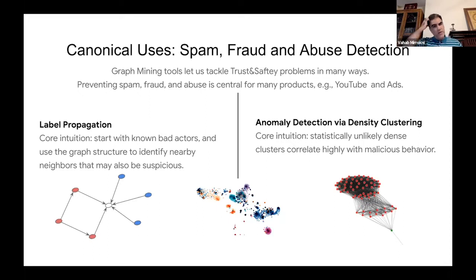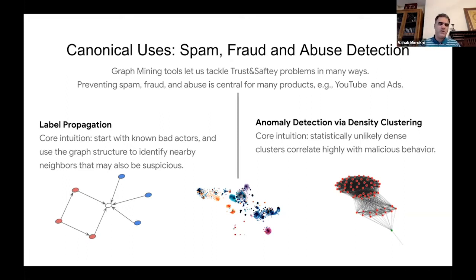In the context of detecting spam, fraud, or abuse across many products like ads, YouTube, Android, and so on, we use graph-based learning in two different ways. One is what we call semi-supervised learning, or simply label propagation, where we have some data and some labels on some bad actors, for example. We discover new links between these bad actors and then propagate the information.